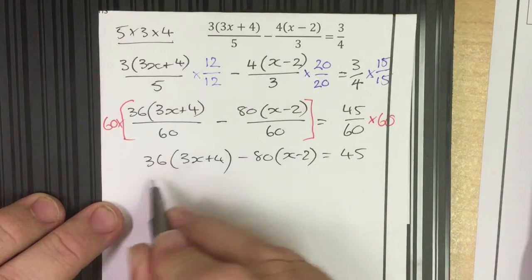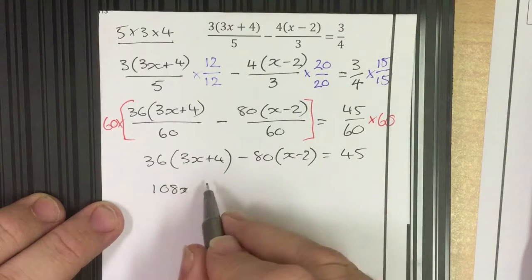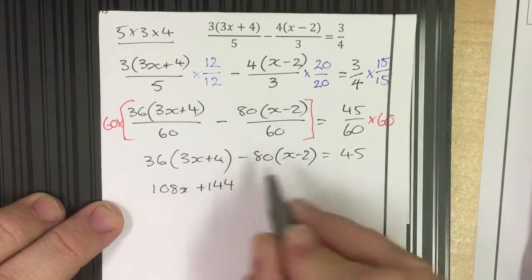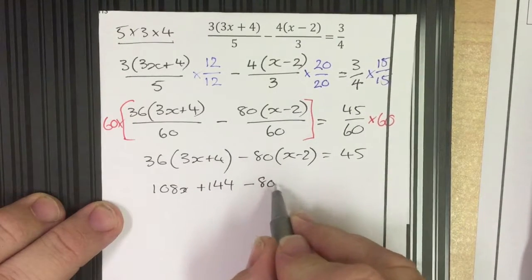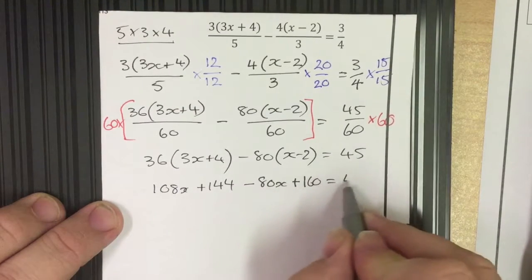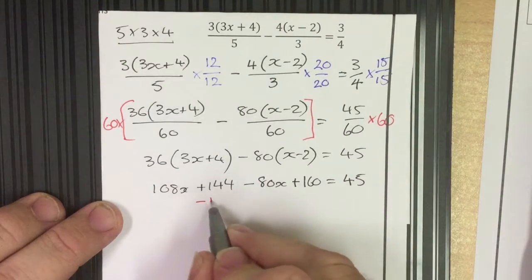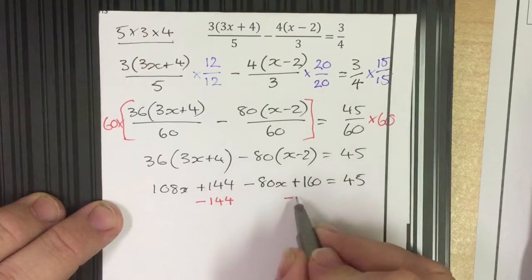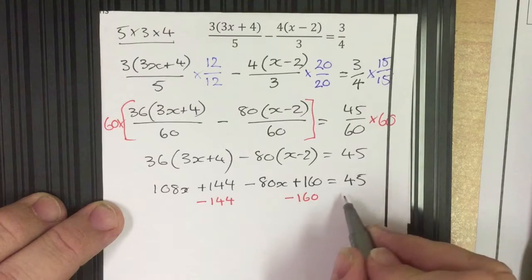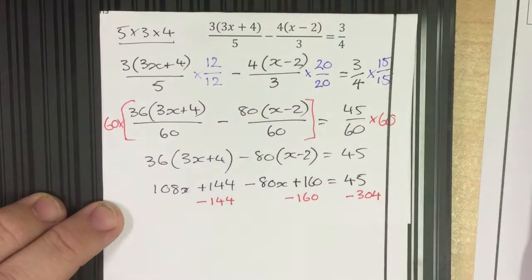So 36 times 3 is 90 plus 18, so 108x, and 36 times 4 is 120 plus 24, so we are adding 144. Negative 80 times x is negative 80x, and negative 80 times negative 2 is positive 160, and this equals 45. Here's another equation step. I'm going to get rid of this 144 on this side. I'm going to get rid of this 160 as well at the same time, which means I have to do the same to the other side of the equation. So I'm going to subtract 304.